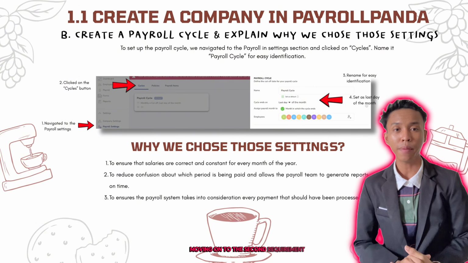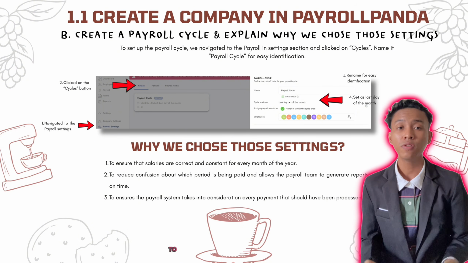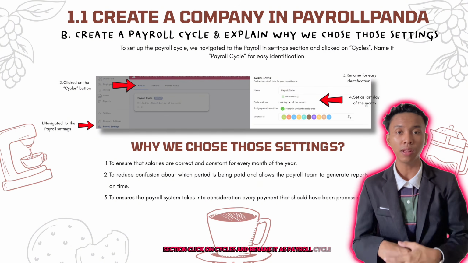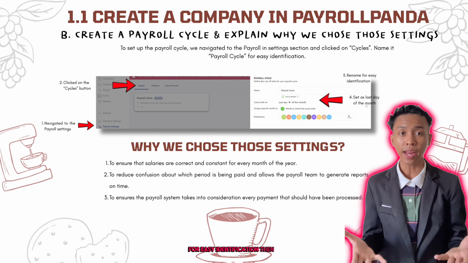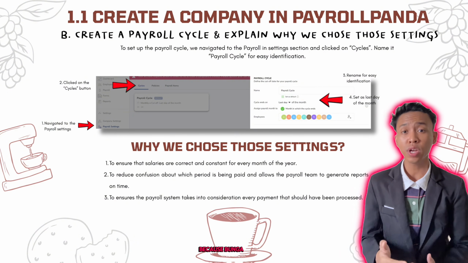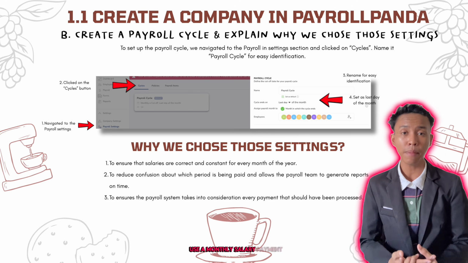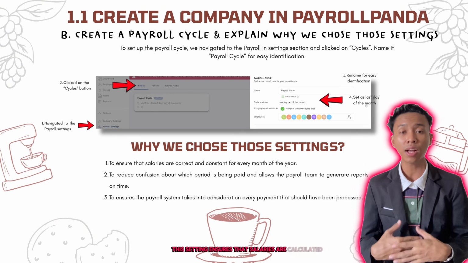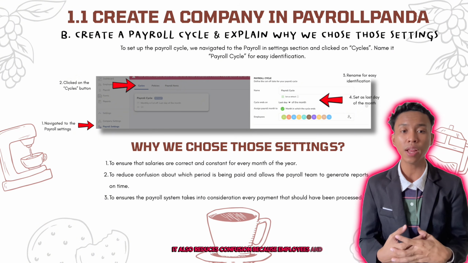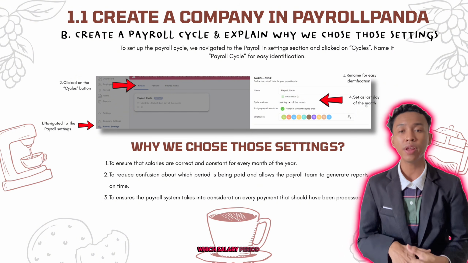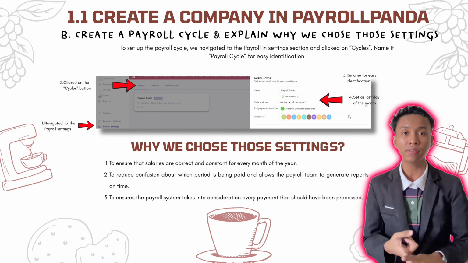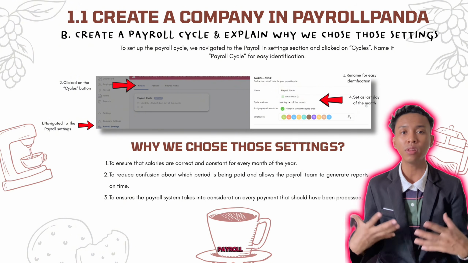Moving on to the second requirement, we created a payroll cycle. To set up the payroll cycle, we went to the payroll settings section, clicked on cycles, and renamed it as payroll cycle for easy identification. Then, we set the payroll cycle to end on the last day of the month. We chose the last day of the month because Bunga dan Kopi Sendian Berhad uses a monthly salary payment system. This setting ensures that salaries are calculated consistently every month. It also reduces confusion because employees and HR know exactly which salary period is being paid. Besides that, it allows the payroll team to generate reports on time and ensure that payments, deductions, and contributions are included before payroll is finalized.